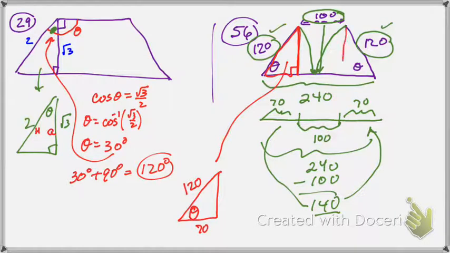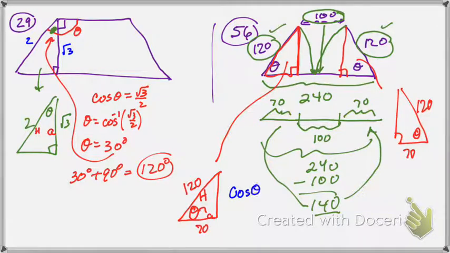Now on the other side we could do the same thing, but it would be the exact same triangle. It would have a 70 adjacent to my theta and a 120 on the hypotenuse. So we get two exact triangles on the outsides of that trapezoid. Now if it's adjacent and hypotenuse, then that is a cosine. So we would say the cosine of theta equals 70 over 120. So theta is equal to inverse cosine of 70 over 120.